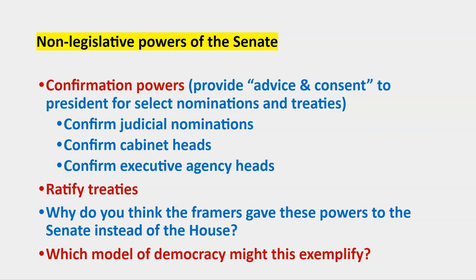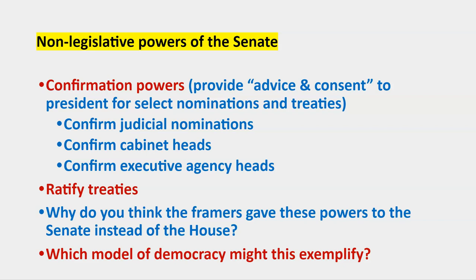The president proposes those treaties with other nations, but they bring them back to the Senate. Woodrow Wilson was unsuccessful in getting the League of Nations off the ground because he couldn't get that treaty ratified in the Senate. It ultimately killed it, and many speculate led to what happened with World War II. So ratifying treaties is a very powerful non-legislative power that the Senate has here. This is significant, and not to be taken lightly.